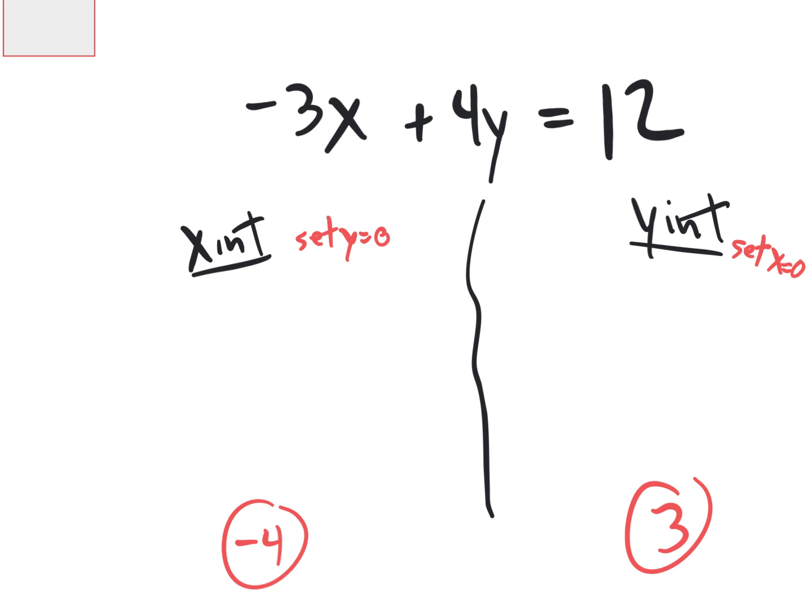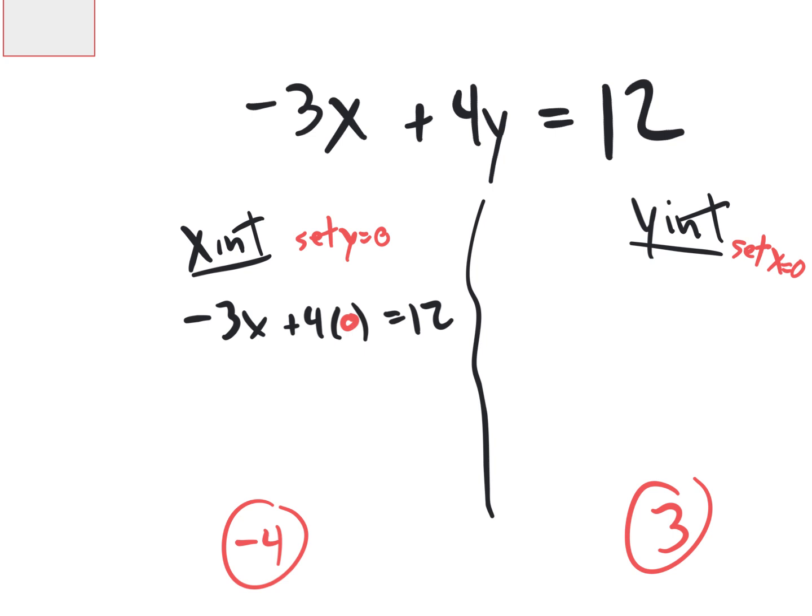Of course, during the test, I recommend you show your work. I want to see your work. So to find the x-intercept, you set y equal to 0. So I would like you to rewrite this, but instead of y, put 0. So you have -3x plus 4y equals 12. Put a 0 right there, okay?